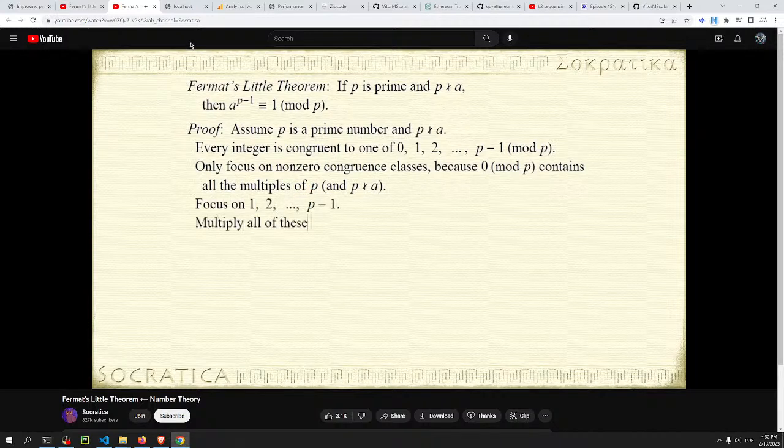Let's multiply all of these by the integer a. We get a, 2a, on and on up to p minus 1 times a. Now let's show this is nothing more than a rearranging of the congruence classes 1, 2, 3, on and on up to p minus 1.